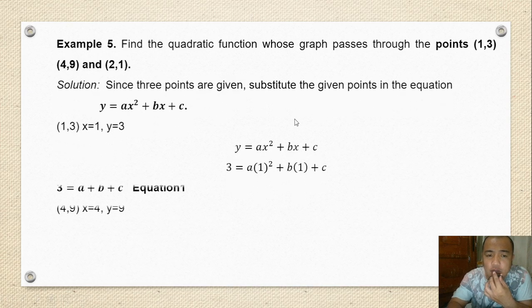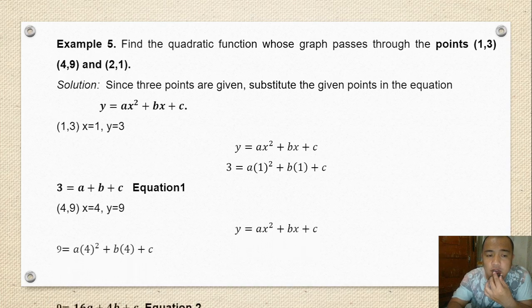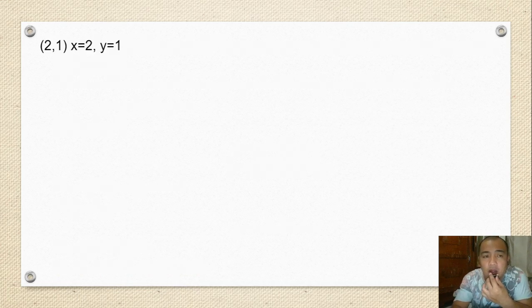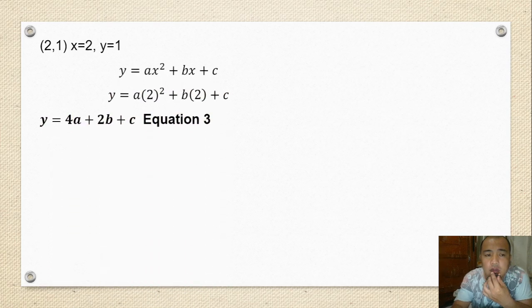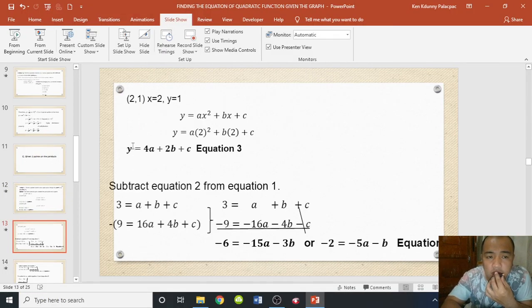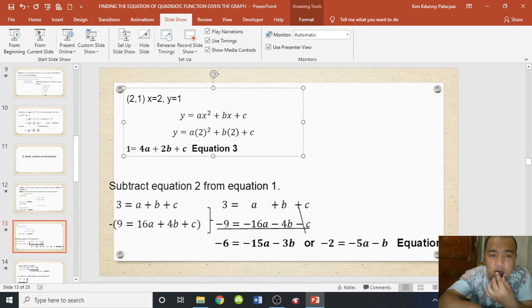So we're now in equation 2. Equation 1 is 3 equals a plus b plus c. Equation 2 is 9 equals 16a plus 4b plus c. How about for equation 3, we use 2, 1, where x is 2, y equals 1. Substitute. Again, this is y equals 1. So therefore equation 3 is 1 equals 4a plus 2b plus c.